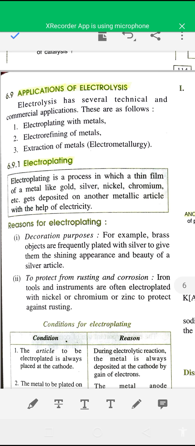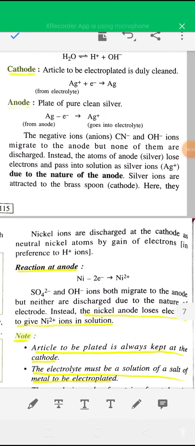And application of electrolysis: next day I will discuss the application of electrolysis.